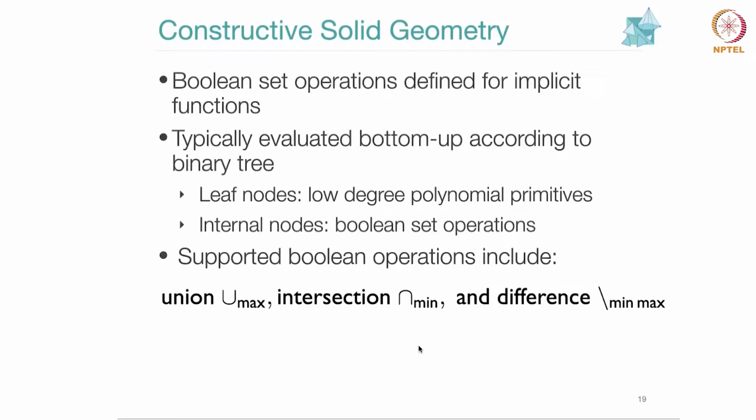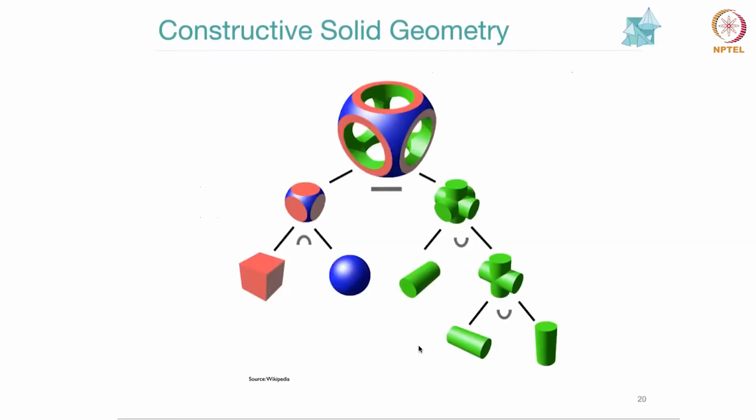What it will do will depend on the operation that it supports, right? For example, some of the Boolean operators are union, so you may want to take a union of those two fields. You may want to do an intersection, right? Or you may want to do a difference, that is, cut out one implicit field from another implicit field, right? So these are some of the operations that you can do. And this is how it looks.